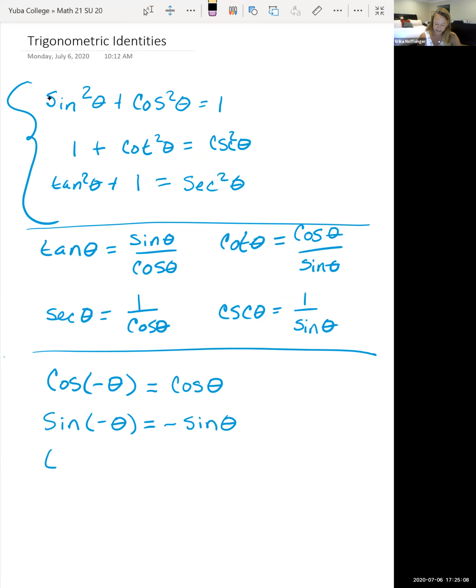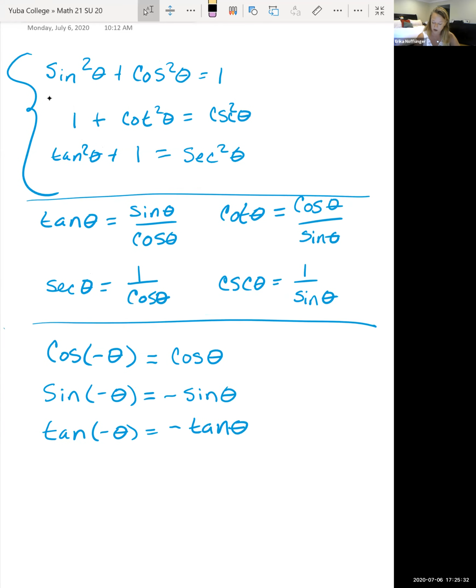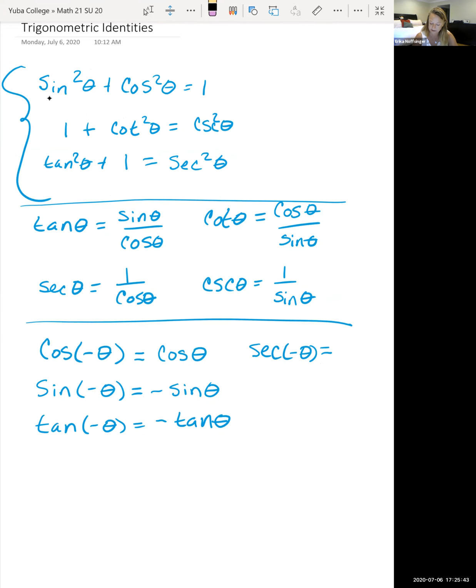Now tangent of negative theta. Well, if we broke it down as sine of negative theta over cosine of negative theta and used these rules, this would be negative sine of theta over cosine of theta, and that gives us negative tangent theta. And the reciprocal of cosine is secant. So if we look at secant of negative theta, this is the same thing as 1 over cosine of negative theta, which is positive. And so this is the same thing as secant of positive theta.